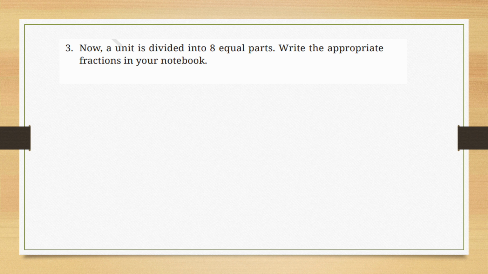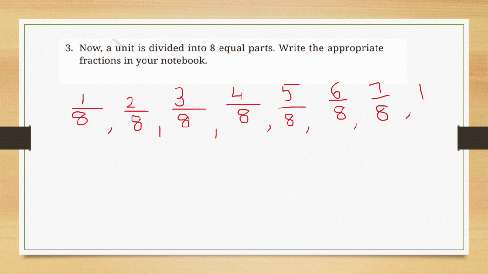Now, a unit is divided into 8 equal parts. Write the appropriate fractions in your notebook. So, 1 unit, it is divided into 8 equal parts. So, the parts are 1 by 8, 2 by 8, 3 by 8, 4 by 8, 5 by 8, 6 by 8, 7 by 8 and 8 by 8. 8 by 8 is equal to 1.